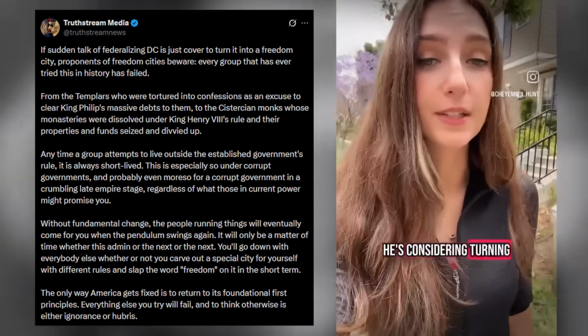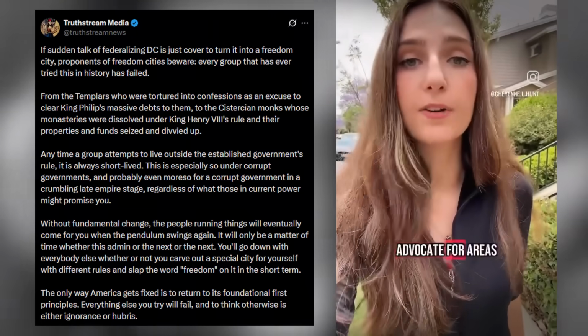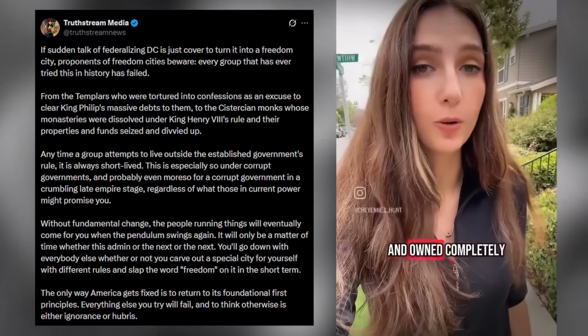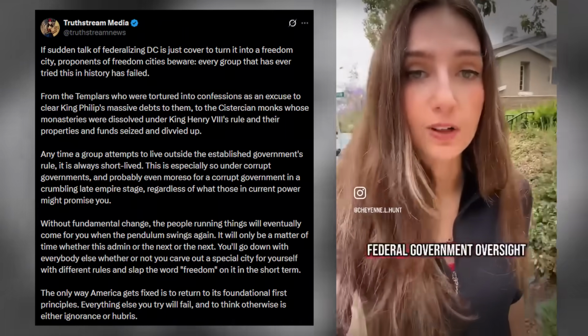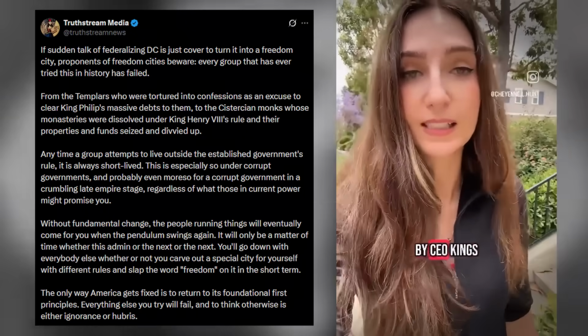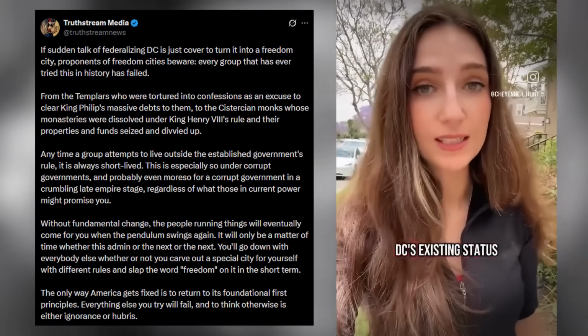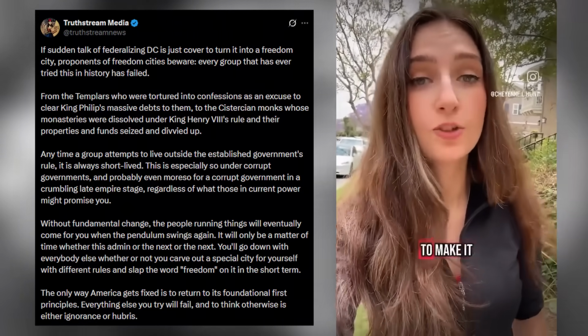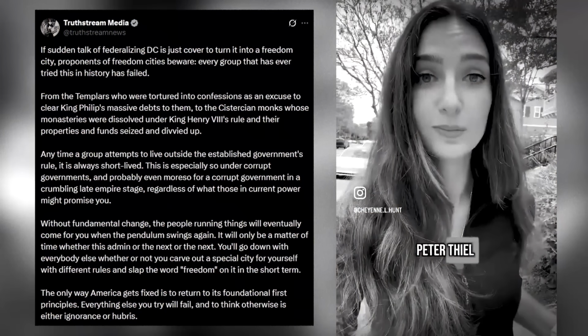Apparently, he's considering turning the district into what some call a freedom city. Proponents of freedom cities advocate for areas and territories that are governed and owned completely by corporations, so essentially corporate colonies. So there's no federal government oversight, there's no state government oversight. Essentially, these freedom cities are ruled by CEO kings. So from what I'm hearing, the Trump administration is exploring abusing D.C.'s existing status as a district to make it the first freedom city and give it to his billionaire buddy, Peter Thiel. I can't verify any of that. It's just a rumor that's going around the area. It's going around the internet too.